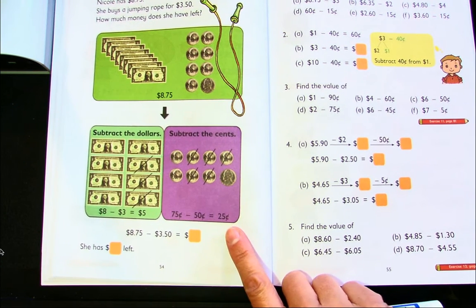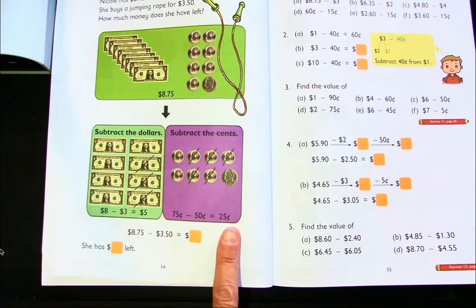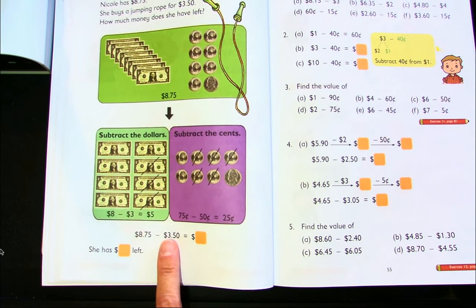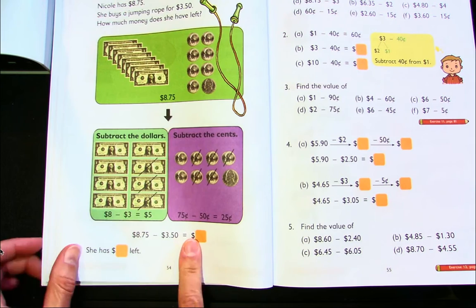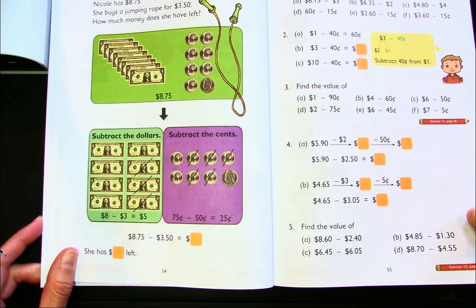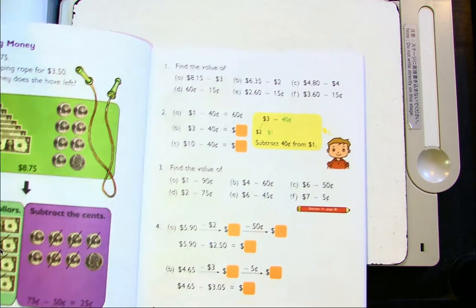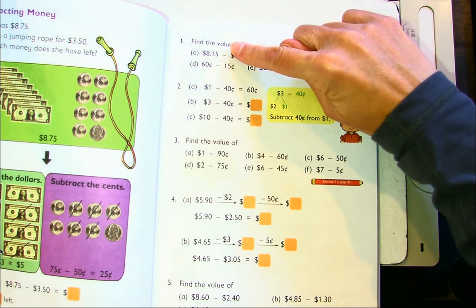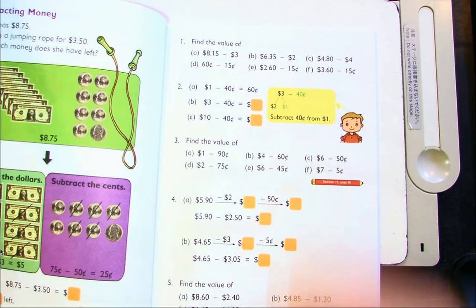So again, we subtracted the dollars. We had $5. We're subtracting the cents. We have 25 cents. So $8.75 minus $3.50 is $5.25. So Nicole had $5.25 left. Let's practice a few of these. So on the next page for our work for today, I have asked you to try to solve questions 1 and 2 and 3. So let's take a look at a couple of these together.